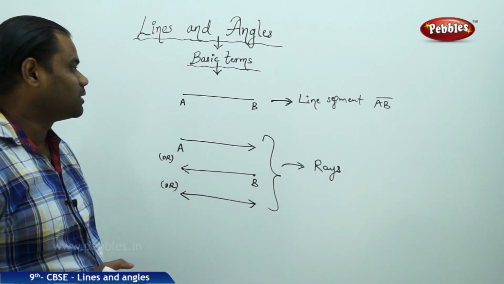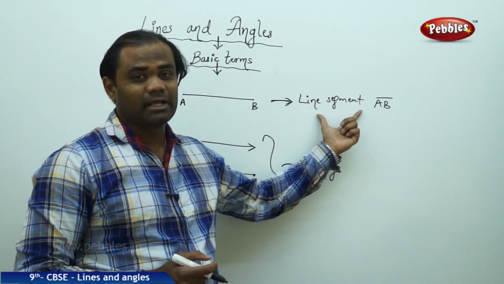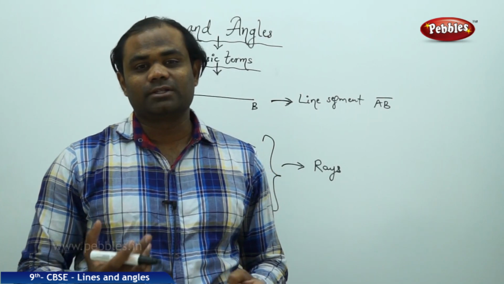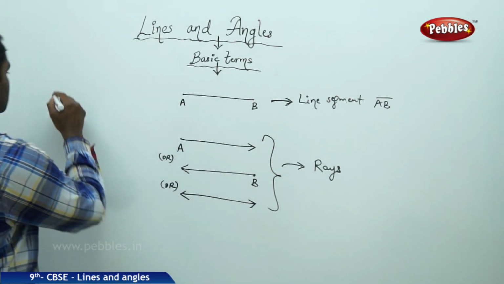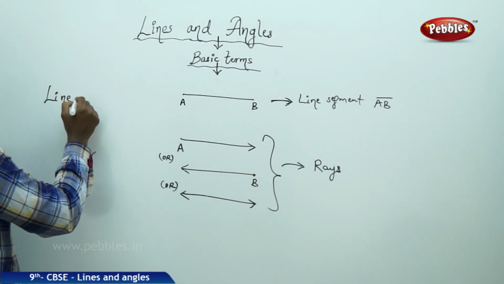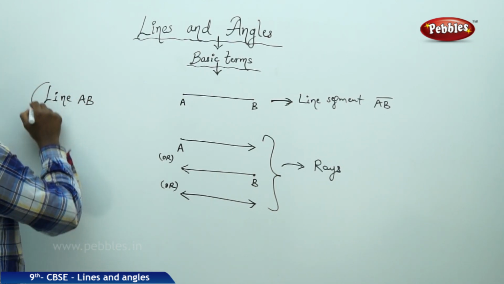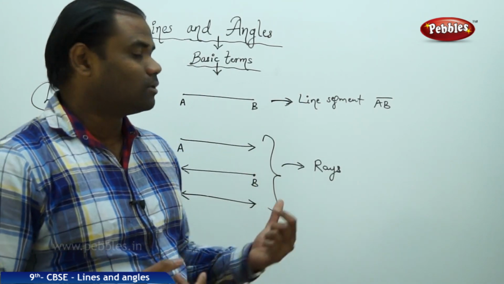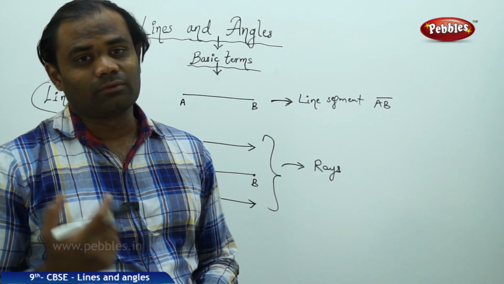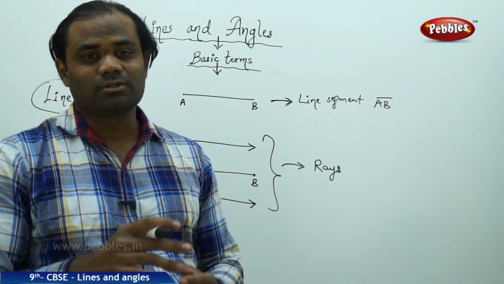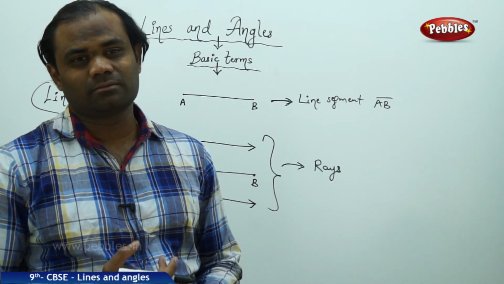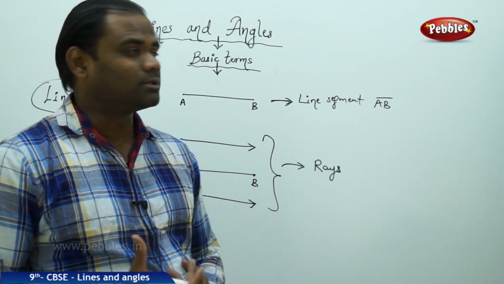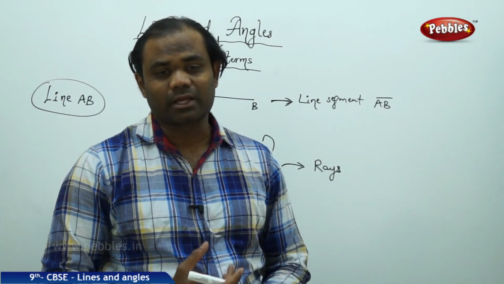So it's very important that we understand the line segment AB and the rays AB before we understand the line AB. Line AB is a line which can be a line segment or a terminated ray on one side or non-terminated on either side. This is how we understand the basic terms which are essential in connecting lines with angles.